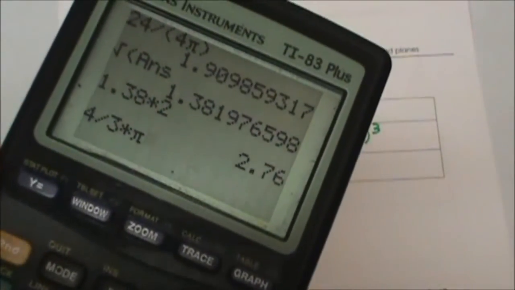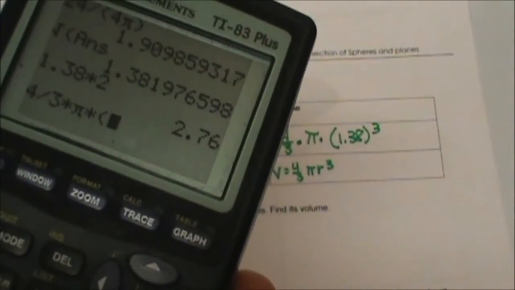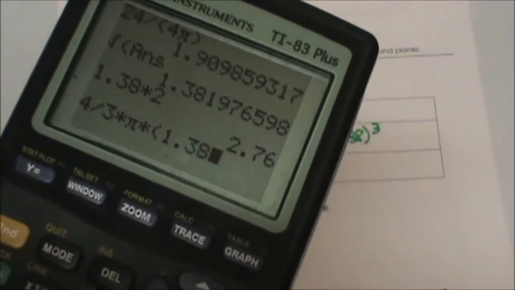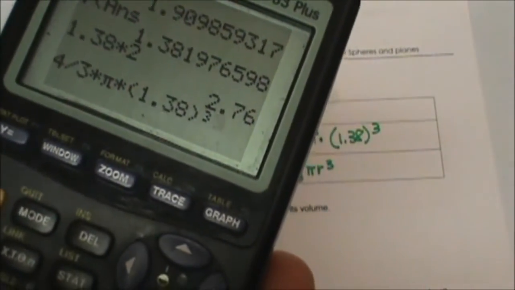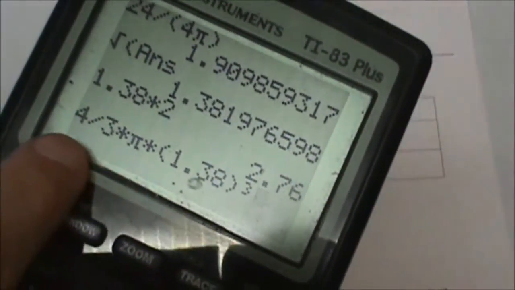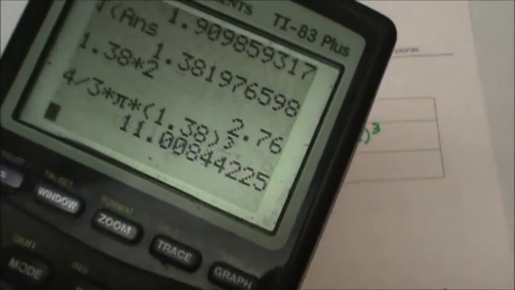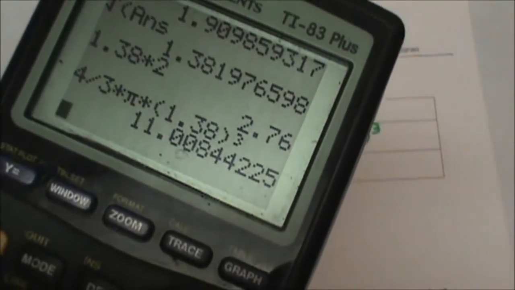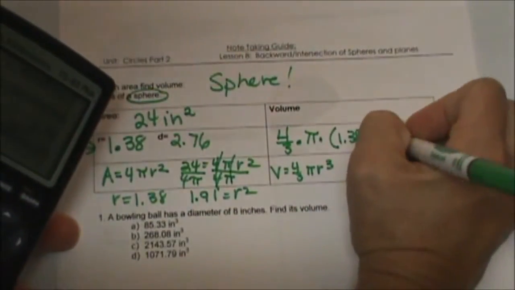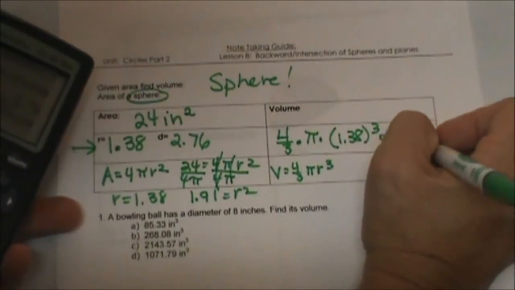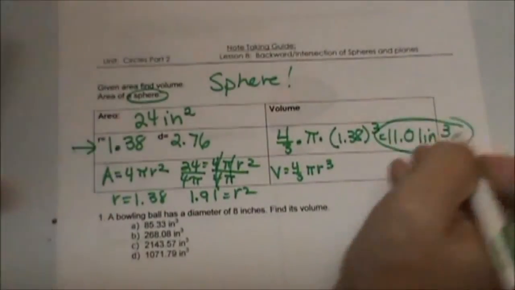So times pi times, and I'm going to put this in a bracket just to make sure it cubes correctly, 1.38, and then I'm going to use math 3 to get my cube. Okay, so this is what it should look like on your screen: 4/3 times pi times 1.38 quantity cubed, and you get 11.008, or 11.01 because that would round up. So I get 11.01, and this would be in inches cubed. So that is how I find the volume.